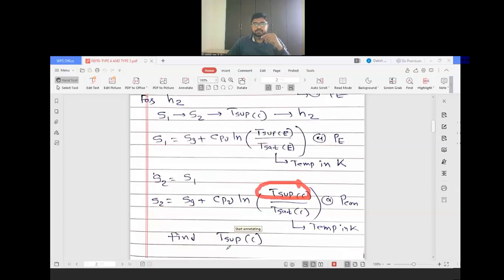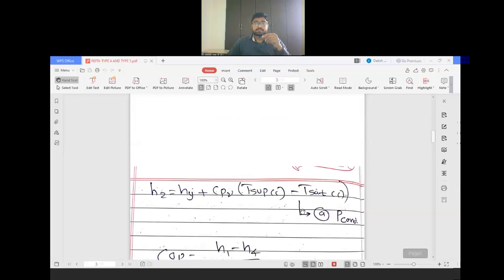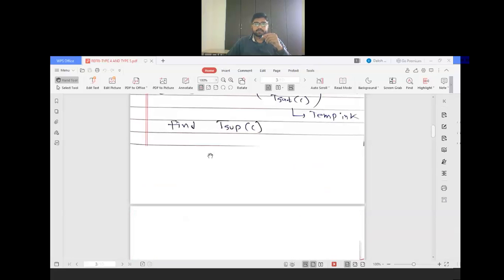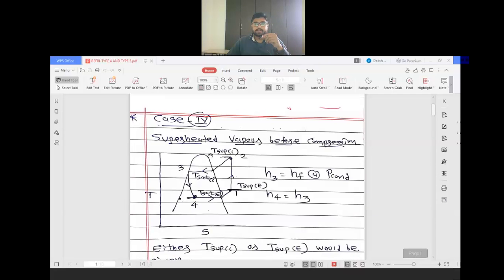So find out this. Clear? And then after, put this value in the equation of enthalpy. Put these in the equation of enthalpy. So this is how you can find out the H2. So you got all the enthalpy. Again I am repeating, 2 enthalpy already got from direct formula.